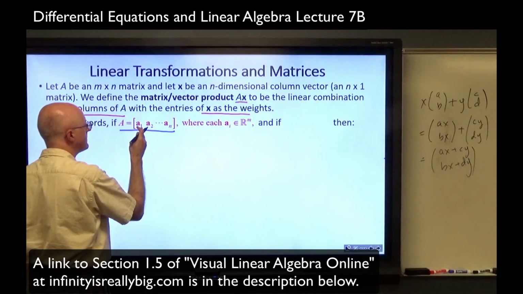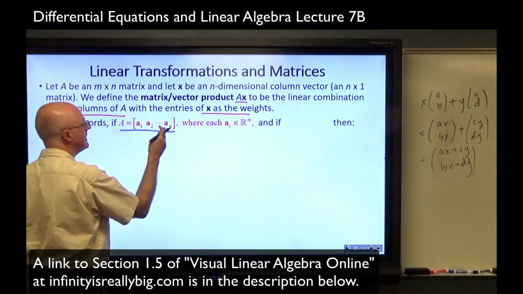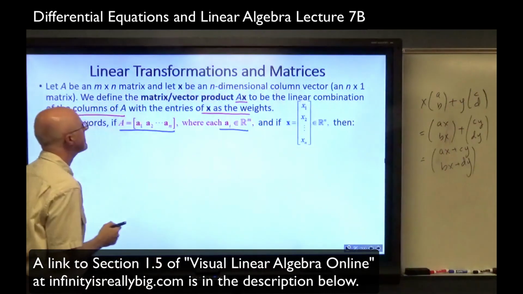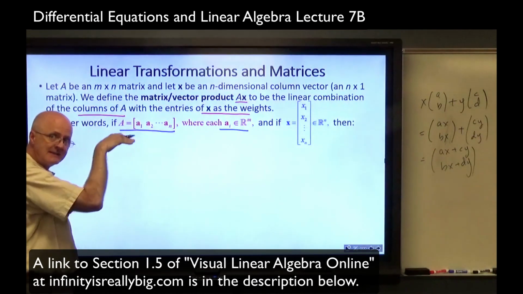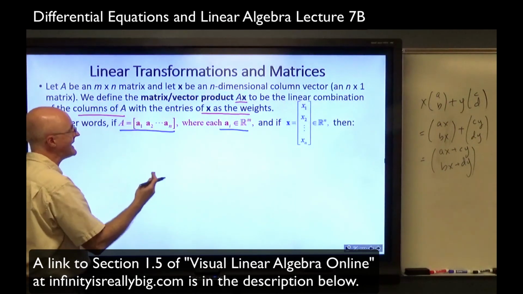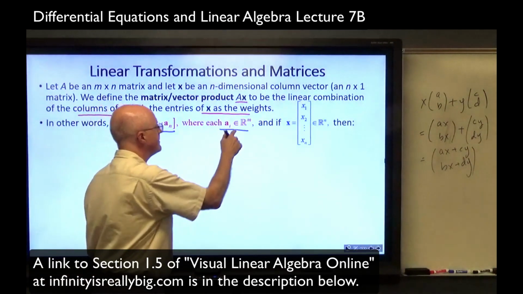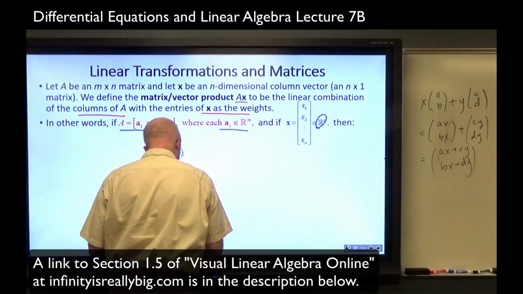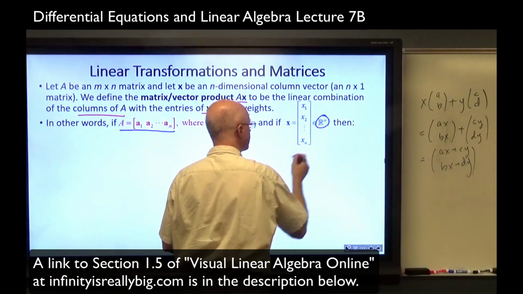A1 is the first column of capital A, A2 is the second column of capital A, through An is the nth column of capital A, where each of these A's is m-dimensional. That's not a typo. So this is an m by n matrix. M rows because each of the A's is m-dimensional, and n columns because there's n of them. These are m-dimensional. And X is n-dimensional, not m-dimensional. So these are important things to pay attention to.